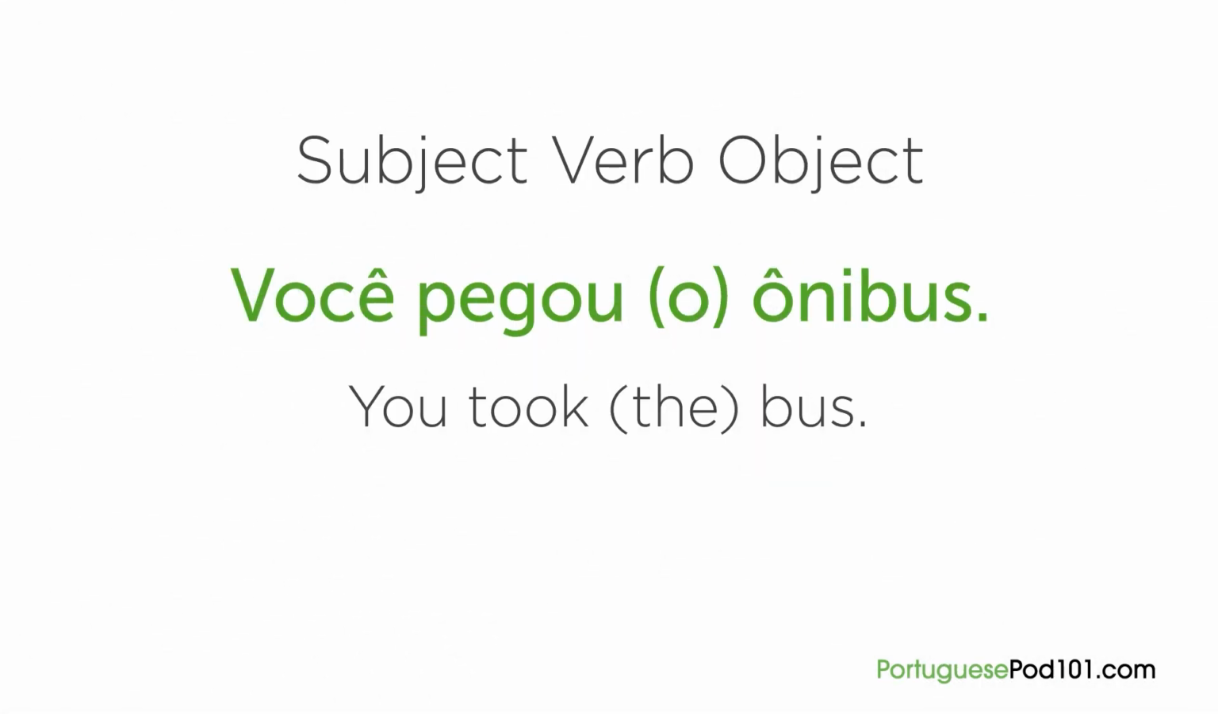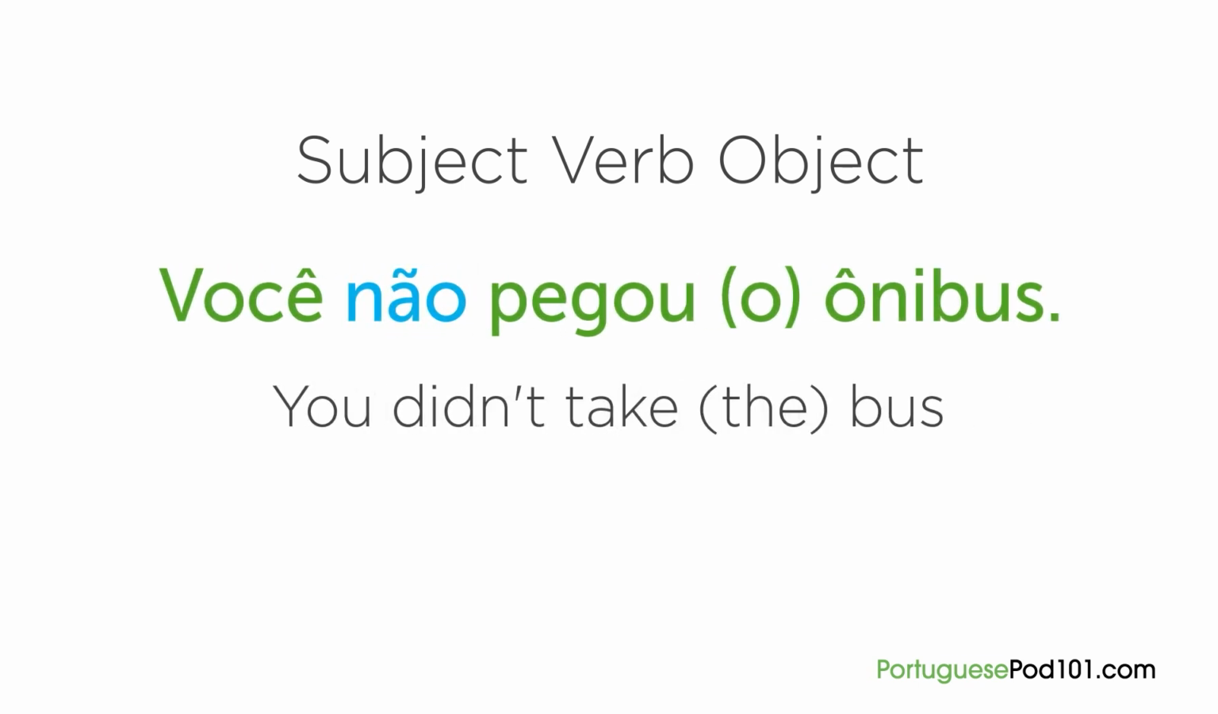One of the great things about Portuguese is that once you learn how to form statement sentences, it's really easy to form other types of sentences. Let's see this one. Você pegou o ônibus. Subject, verb, object. As you see, the order of this statement is SVO. Now, what if you want to say this as a negative sentence, Ana? You just have to place the negative word não, which means no or don't, before the verb. So we have the negative sentence.